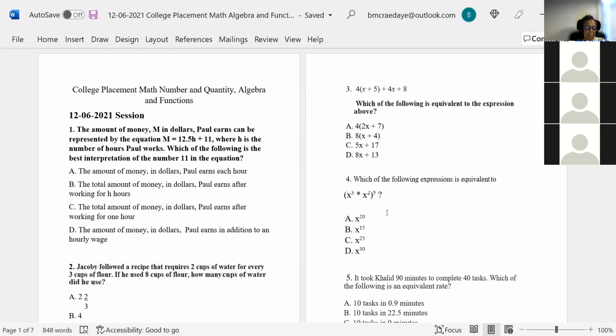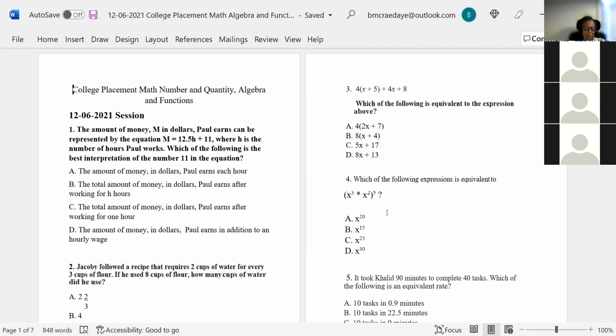Does everyone see that? The amount of money in dollars Paul earns. Okay, now that's our old what? What equation is that, Maureen? M equals 12.5H plus 12. What do we call that? That's our old linear what? Slope intercept equation, y equals mx plus b, right?